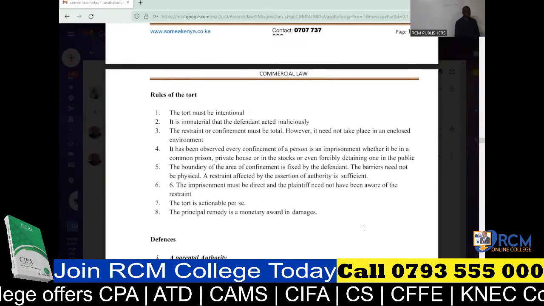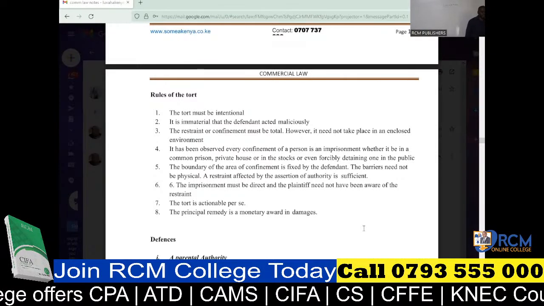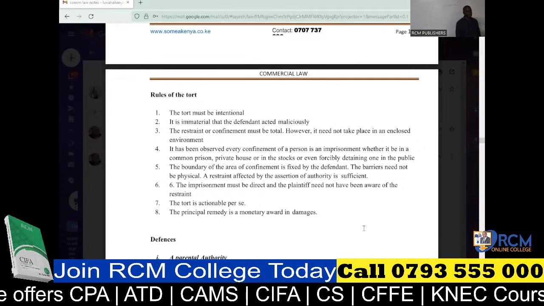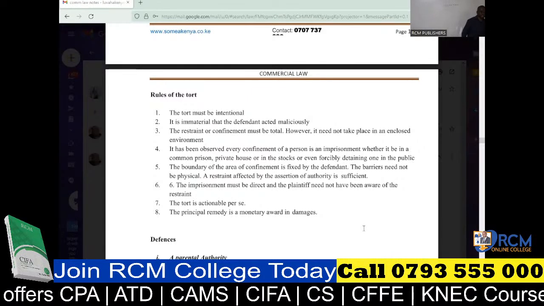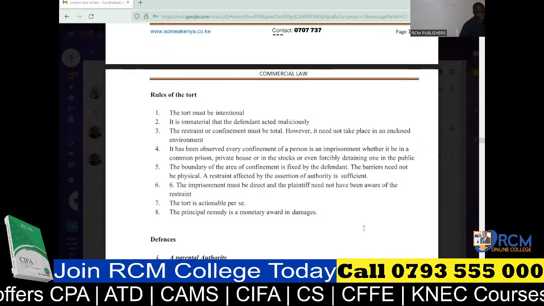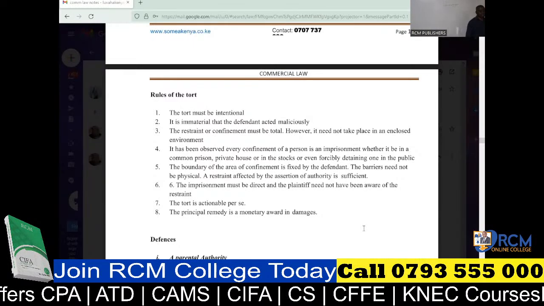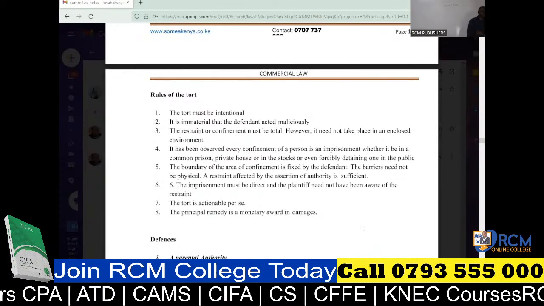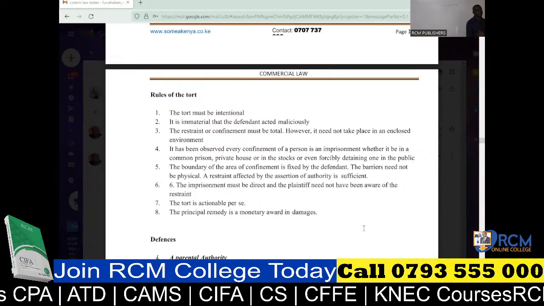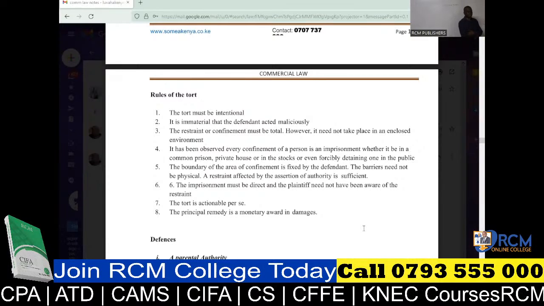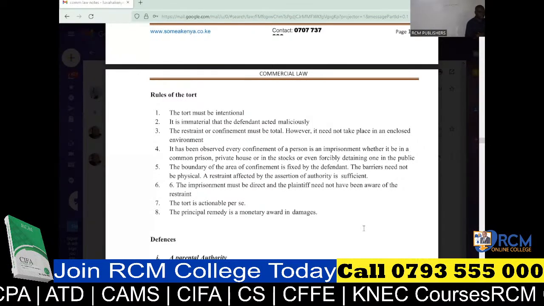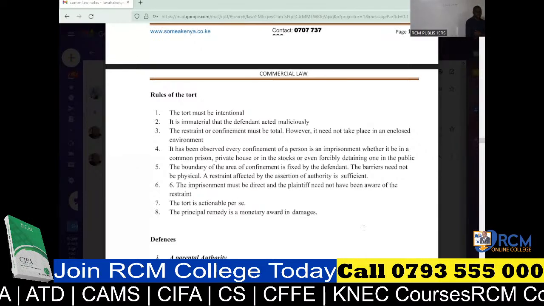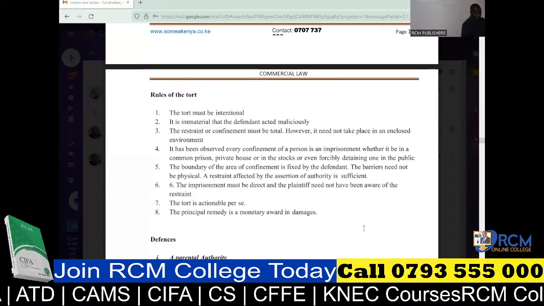Then number five, the boundary of the area of confinement is fixed by the defendant. The barriers need not be physical. A restraint effected by the assertion of authority is still sufficient. Then the imprisonment must be direct and the plaintiff need not have been aware of the restraint. So the tort is actionable the way it actually appears. The evidence will likely be quite enough by looking at what actually happened or appeared in that particular wrong. So the principal remedy is monetary award or damages.